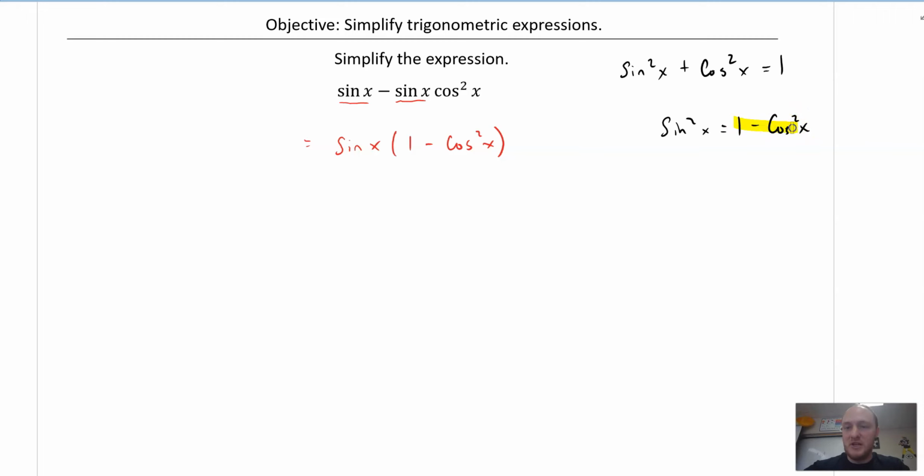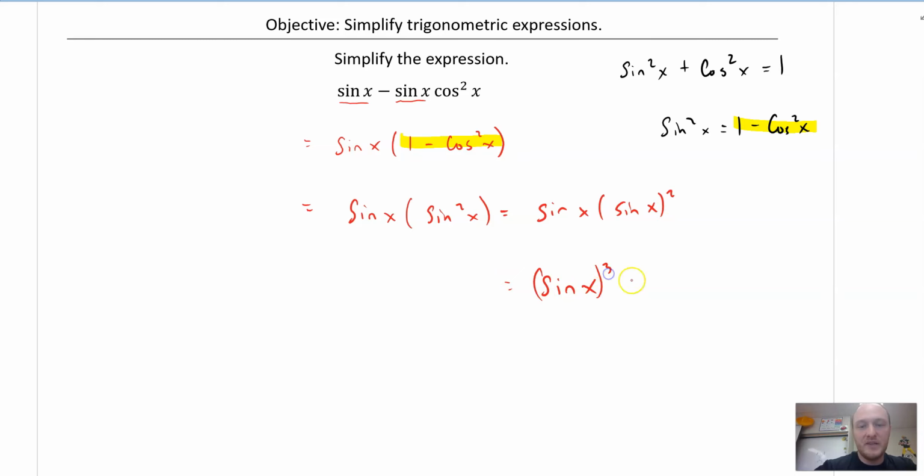And hey, don't you see this right here? Okay, so I can go ahead and substitute. This is sine of x times sine squared of x, which is the same thing as sine of x times sine of x squared. So this becomes sine of x cubed, which is the same thing as sine cubed of x. And there is your answer, right? Very straightforward. You don't have to do these intermediate steps if you understand the notation and what's going on.